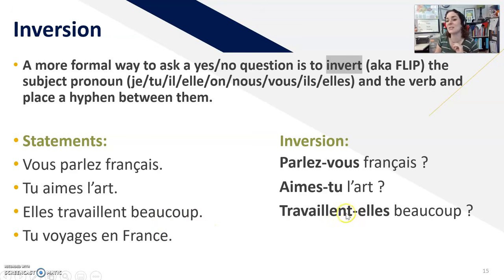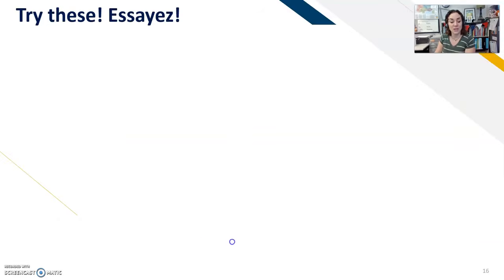And actually, this one's interesting because normally travaillent, you don't hear the ENT on the end. This is a silent ending. You are going to hear it here. It's going to make a little liaison sound with that E. Listen up. Travaille-t-elle beaucoup? Travaille-t-elle? Do they work a lot? And then the last one, tu voyages en France, you're traveling to France. Voyages-tu en France?